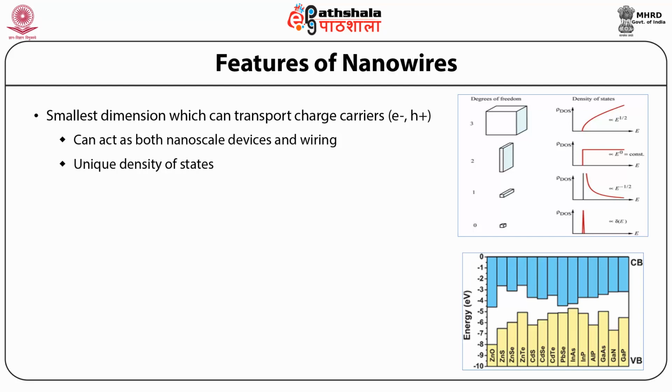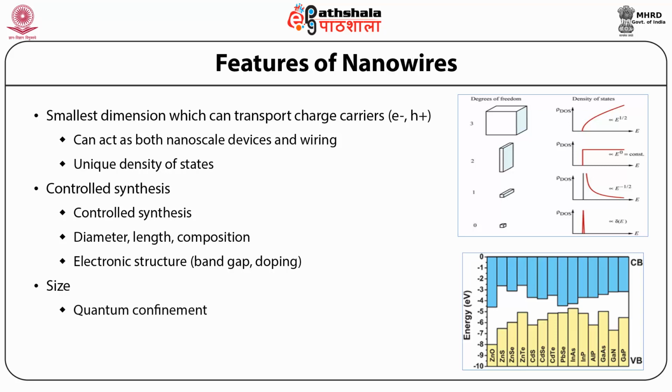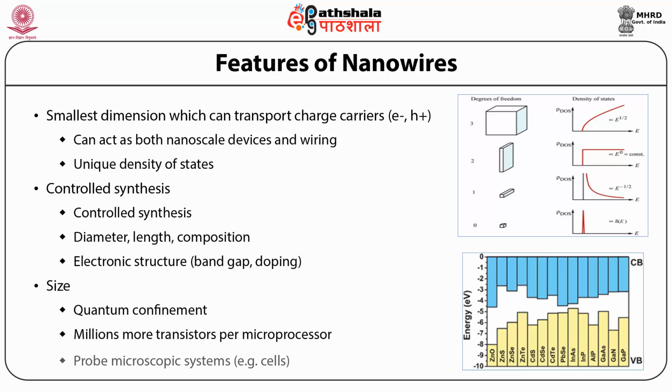So we have to do a controlled synthesis in terms of the diameter, length, and composition in order to maintain the electronic structure, band gap and doping. Because of their size, there can be quantum confinement. Millions more transistors per microprocessor can be fabricated. They can be used to probe microscopic systems, for example, cells.